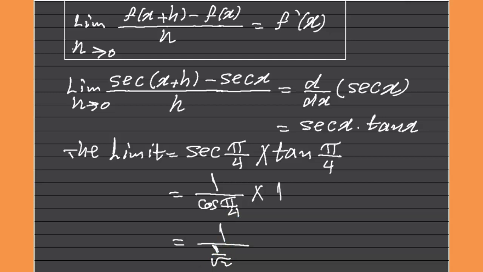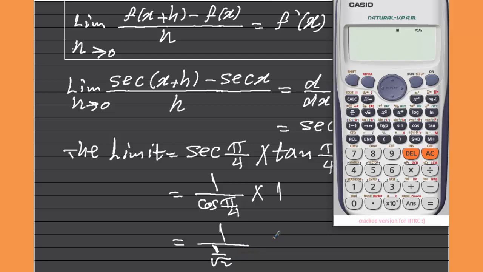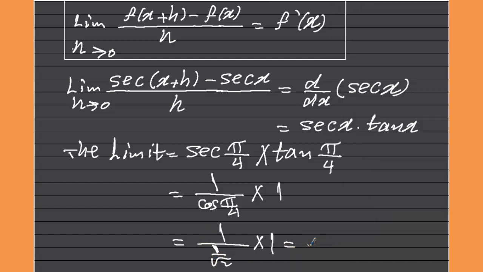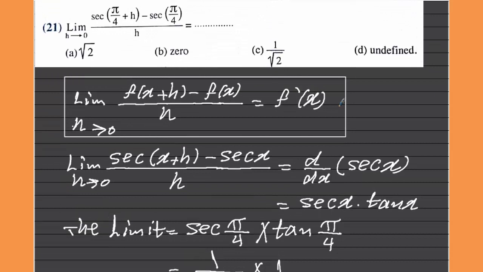You can calculate it in the calculator. The calculator mode is D, the degree measure, right? So cosine pi over 4 is cosine 45 degrees, which equals root 2 over 2, which equals 1 over root 2. So the final result equals root 2. And the solution will be letter A.